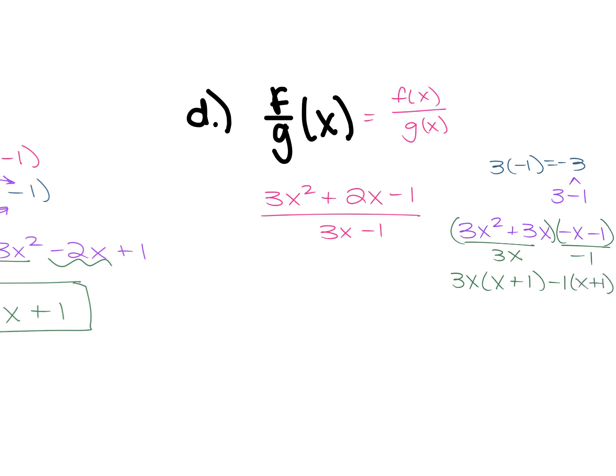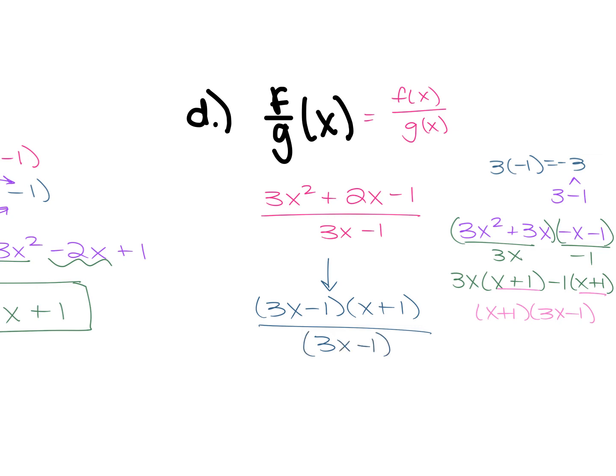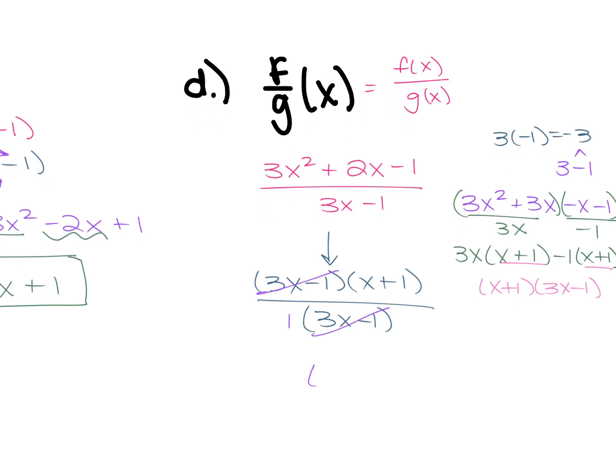So your two parentheses are the same. That's x plus 1 times 3x minus 1. So this just factors or simplifies to be 3x minus 1 times x plus 1 over 3x minus 1. On the top and the bottom, you have a 3x minus 1. So they cancel out with one another, and you're just left with x plus 1.